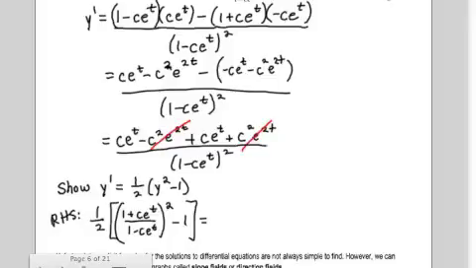I didn't finish out the y prime, so you could just say it's 2c e to the t over 1 minus c e to the t squared. I just combined my c e to the t's.